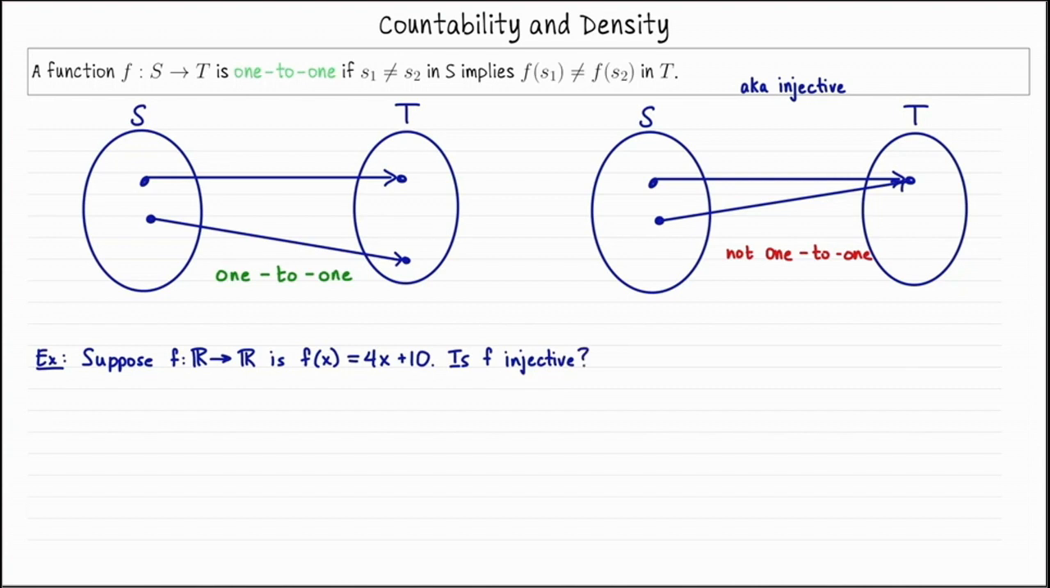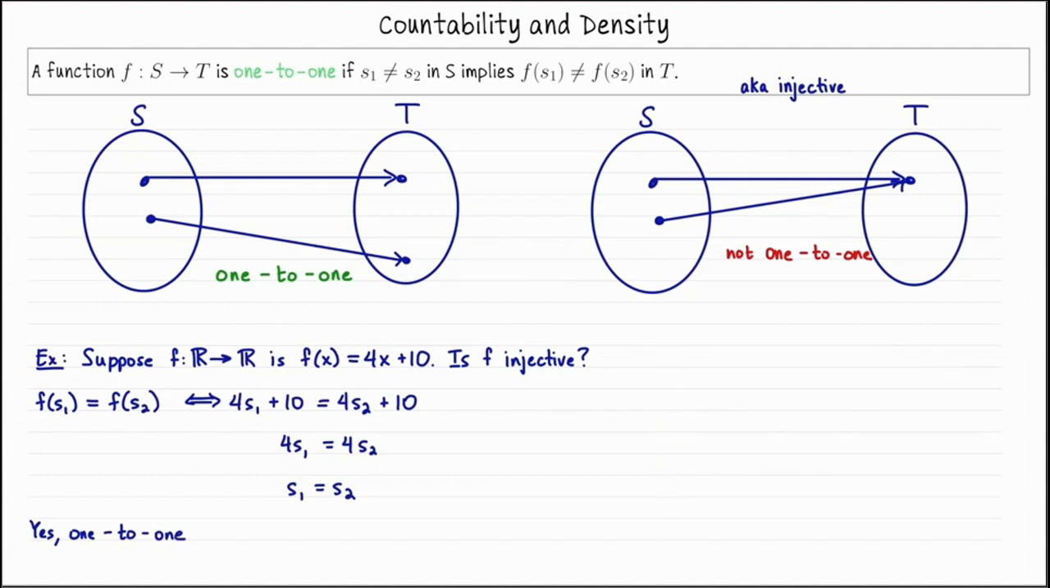To determine if this map is one-to-one, it's best to think about what the outputs look like. So suppose that f(s1) = f(s2). If that happens, then 4s1 + 10 = 4s2 + 10. But then we can subtract 10 from each side and we get 4s1 = 4s2. Divide by 4, and we get s1 = s2. Therefore, the outputs are the same if and only if the inputs are the same, which means that this map is one-to-one.